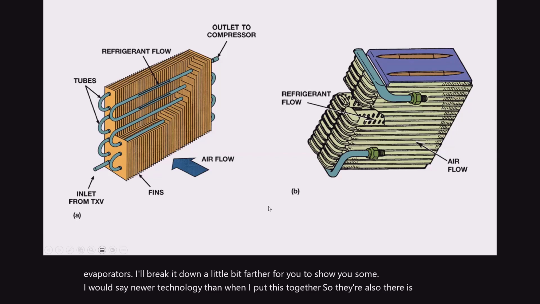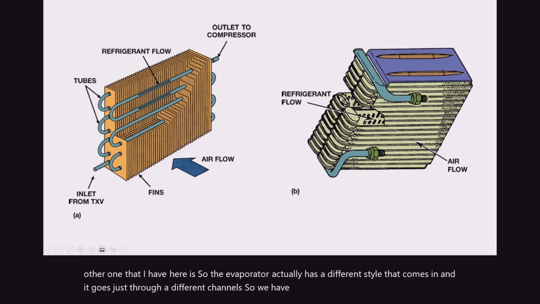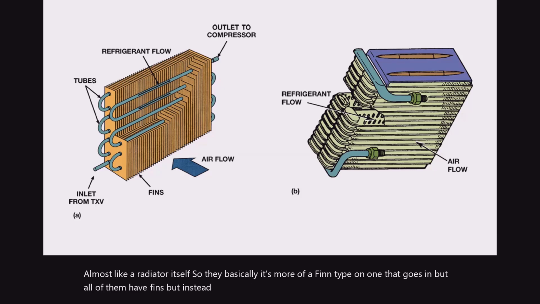The other one that I have here is an evaporator that actually has a different style. It comes in and it goes just through different channels. So we have tubes over here, and we'd actually have little, almost like a radiator itself. So basically it's more of a fin type one, but all of them have fins. But instead of having the tubes, we're going to have the little channels going down across like that.